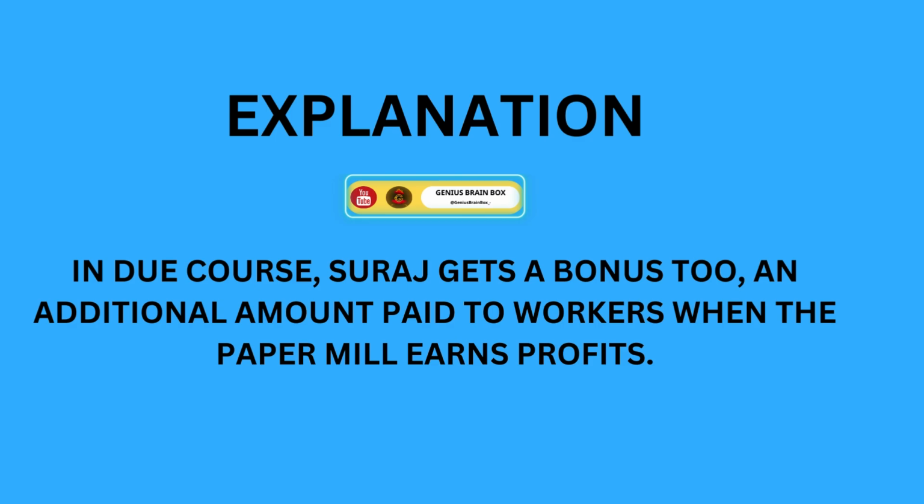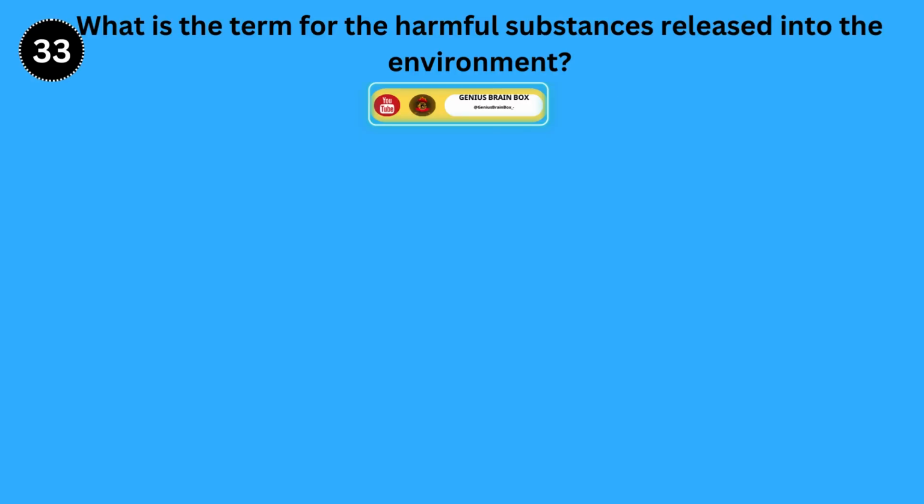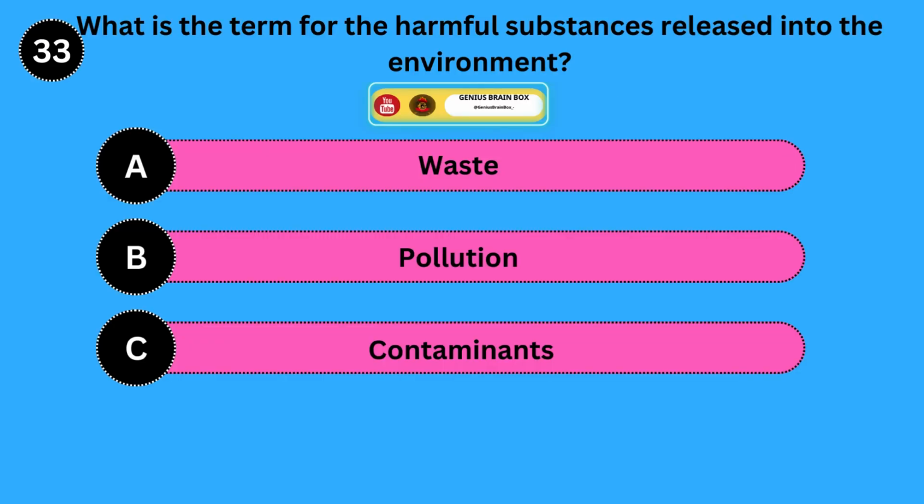Explanation. In due course, Suraj gets a bonus too, an additional amount paid to workers when the paper mill earns profits. What is the term for the harmful substances released into the environment? Option A, waste. Option B, pollution. Option C, contaminants.